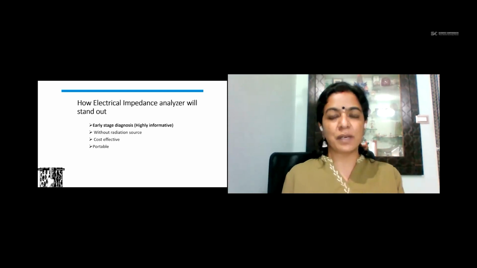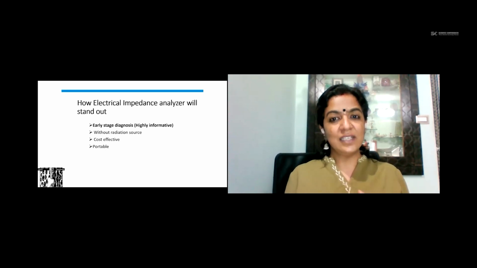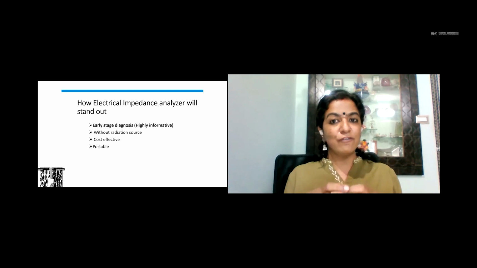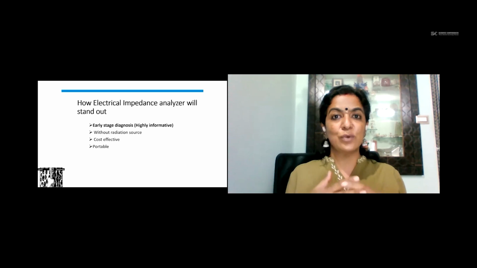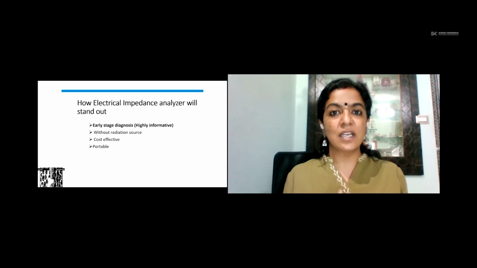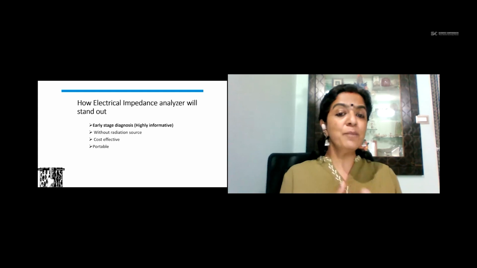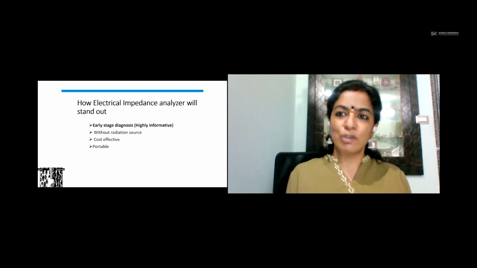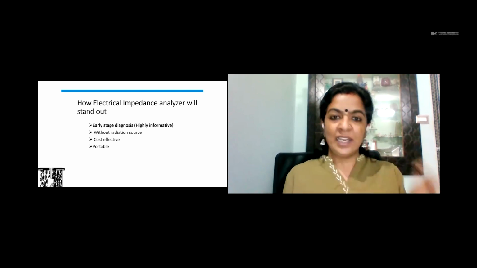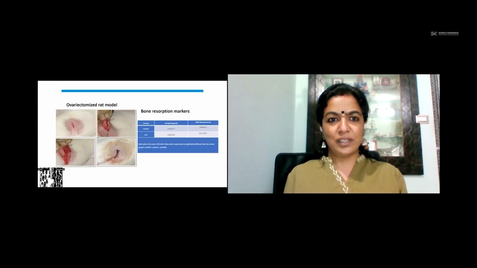And how we can say that this particular technique will stand out, as I've told you earlier as well, is the early stage diagnosis. The information from this technique might be highly informative, because it is going to give us information regarding so many quality parameters, if there is a change in one parameter, second parameter, or third parameter. And the very important thing is that it is without a radiation source, cost effective, as I've told you, and transportation is also easy, so it is portable.